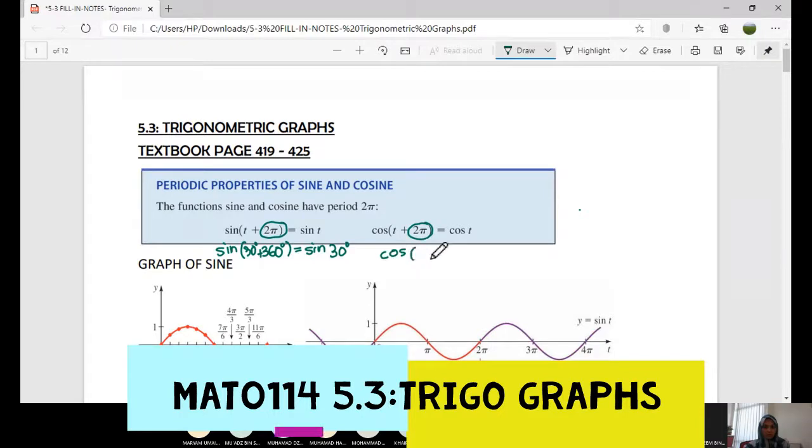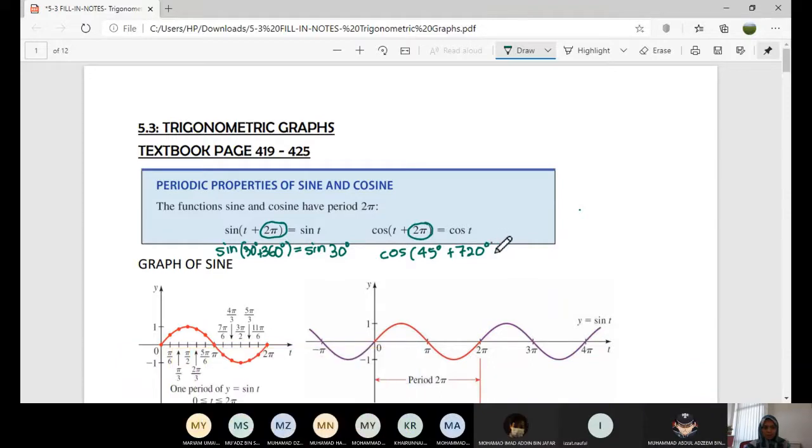If you have cos 45 degrees plus 2 cycles, for example 2 times 360, which is 720, it will give you cos 45 degrees. This is from the evaluating part. Previously we have already discussed the periodic properties. Now we want to look at its graph.